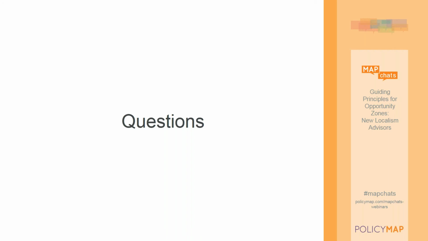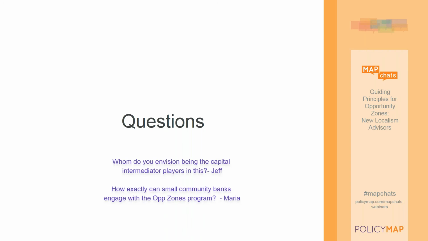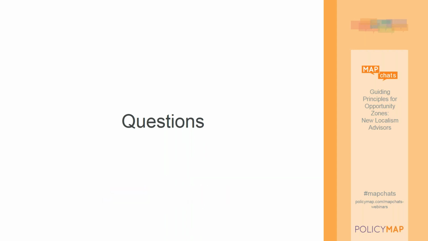All right, I think we have time for one more quick question. And I'm going to try and combine a couple of questions into hopefully something that can be answered quickly. So we had a question from Jeff and a question from Maria that might be somewhat related. Jeff asked, who do you envision being the capital intermediary players in this? And Maria asked about how can small community banks engage with the Opportunity Zones program? So maybe just addressing both of those.